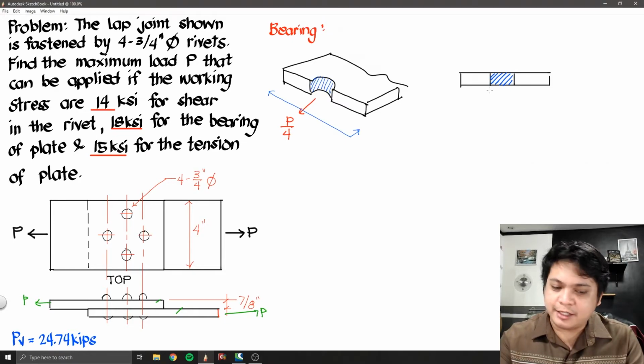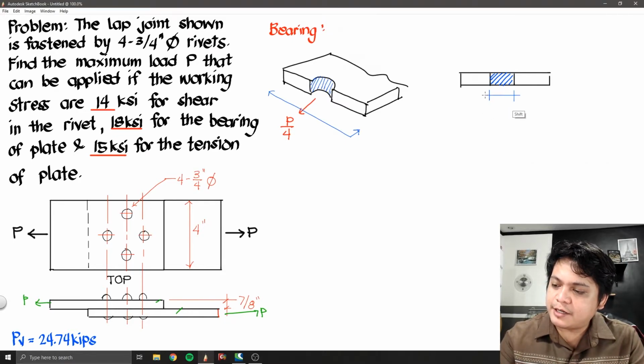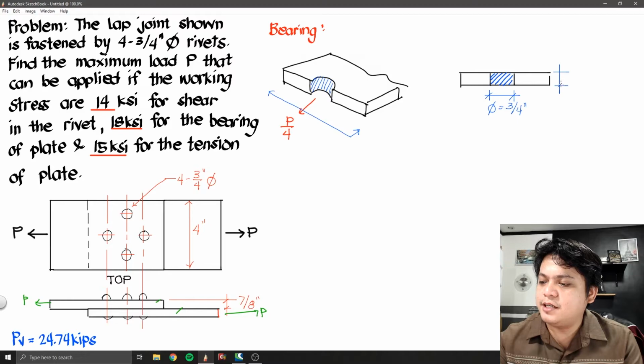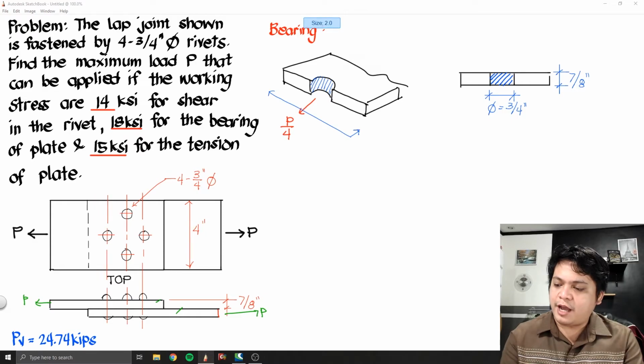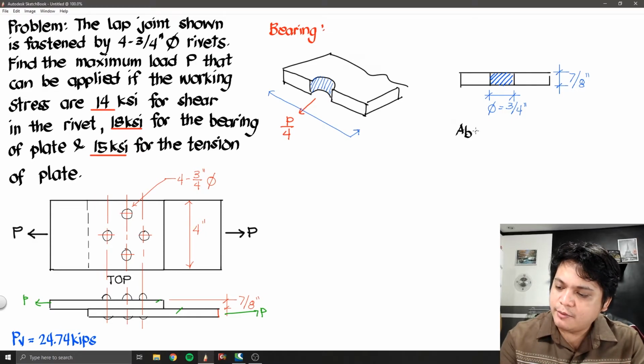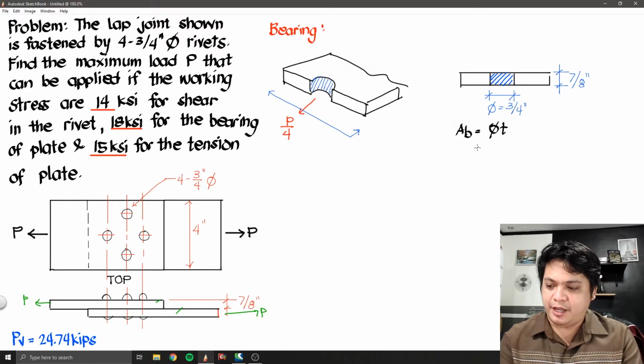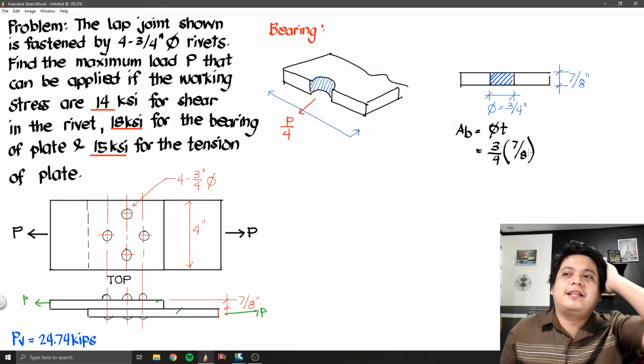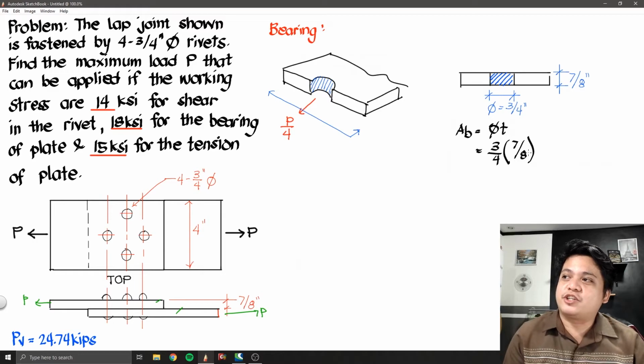And that distance, ito, syempre, para siyang rectangle ngayon, meron kang base doon na diameter mo, no? So, that's around 3/4 inches. Okay? And then, this thickness, it's around 7/8 inches. So, you will be having here the area of the bearing, which is equals to diameter multiplied by the thickness. Or that's 3/4 multiplied by 7/8. Para lang siyang rectangle. Ganun yung pagkuha natin ng area ng bearing. Ano? Laging horizontal projection.